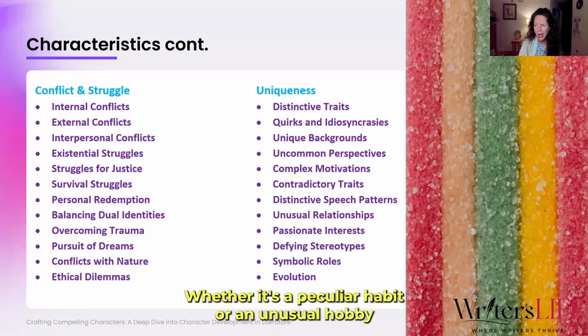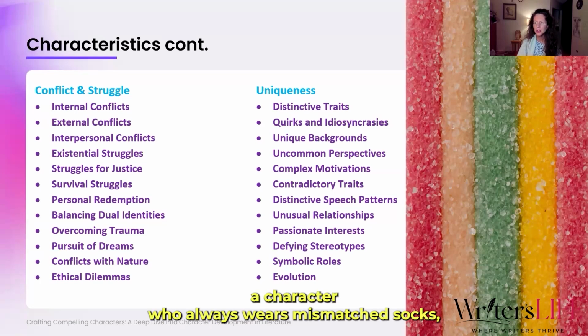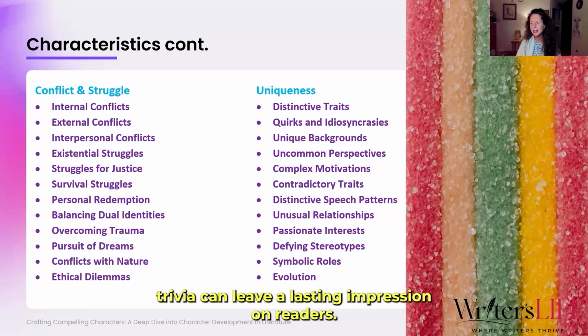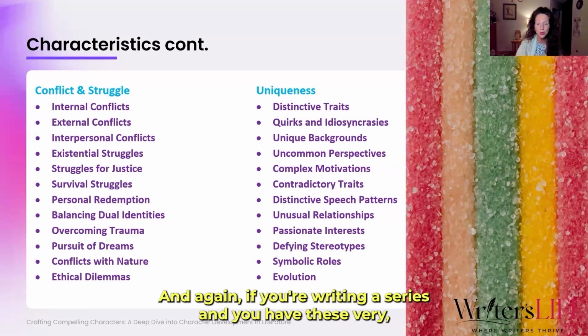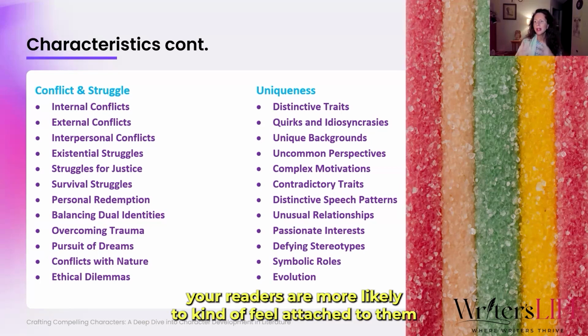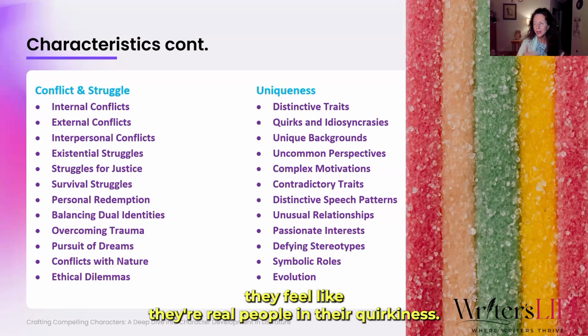Whether it's a peculiar habit, an unusual hobby, or a specific way of speaking. A character who always wears mismatched socks, for example, or has an encyclopedic knowledge of obscure trivia can leave a lasting impression on readers. And again, if you're writing a series and you have these very interesting characters that carry from book to book to book, your readers are more likely to feel attached to them, to want to read more about them, because they feel like they're real people in their quirkiness.